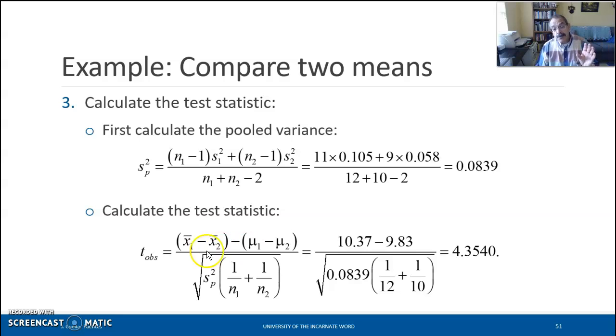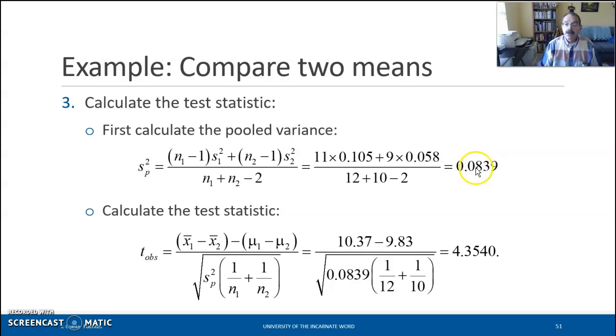But in this case, we need to know what this pooled variance is. So that's the first calculation that we need to do. We do the degrees of freedom for the first sample times the first variance, then the degrees of freedom for the second sample times the variance of the second sample, and divide by the sum of the degrees of freedom of the two samples. Here are the numbers, and those come from that summary of numbers that you already created. And so the pooled variance in this case is 0.0839.